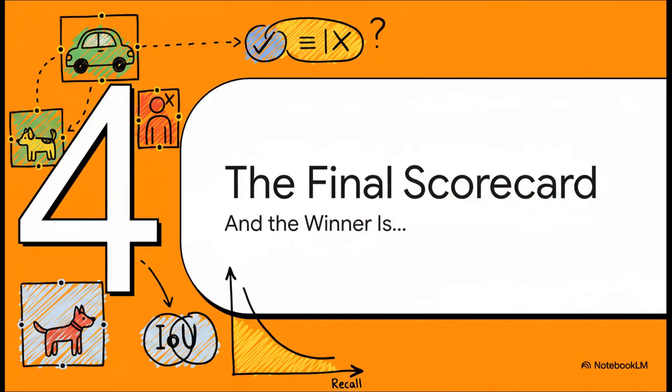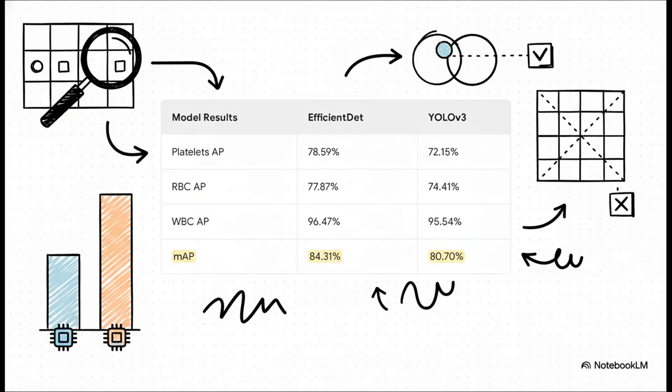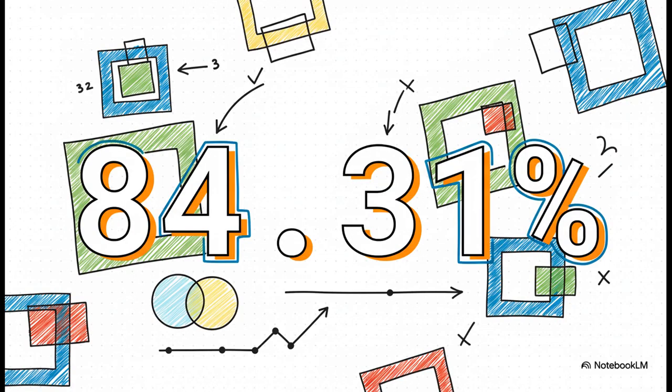All right, so with all of that under our belts, let's go all the way back to our original mystery. Let's pull up the final scorecard for our 2 models and see what the numbers actually tell us. So here they are. The table breaks down the average precision scores for each type of cell. You can see right away, both models were really good at finding white blood cells. I mean, look at those AP scores, over 95%. But when you look at that final mAP score, the one that averages everything together, well, the winner is crystal clear. It's EfficientDet with a final mAP of 84.31%. It wasn't even that close.